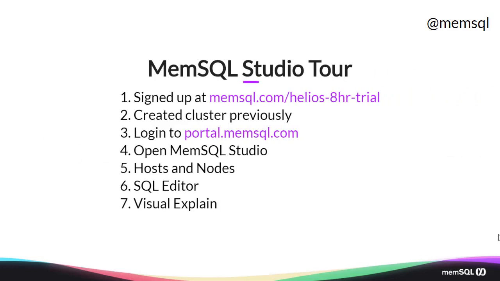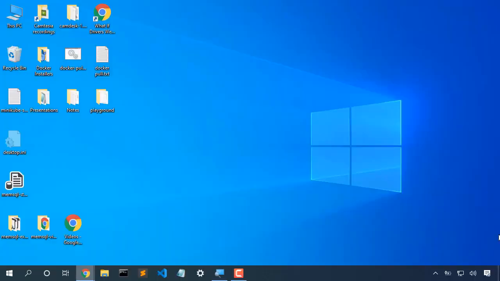I've created a cluster previously at memsql.com/helios, an 8-hour trial. So we're going to start straight in by logging in at portal.memsql.com. We'll open MemSQL Studio for our Helios cluster. We'll look at hosts and nodes. We'll look at the SQL editor, and we'll look at the visual explain tool. So let's dive in.